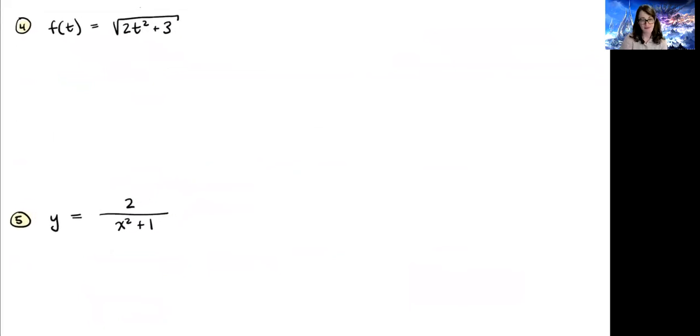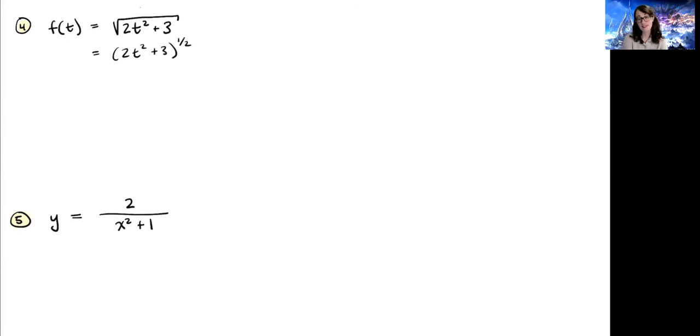Just as before, when we wanted to differentiate something with the square root, we also have to rewrite this as something to a power instead of a radical. So remember that the square root is the same as raising to the 1/2 power. So we first want to rewrite this function, which is f of t equals the square root of 2t squared plus 3, as parentheses 2t squared plus 3, all raised to the 1/2 power.